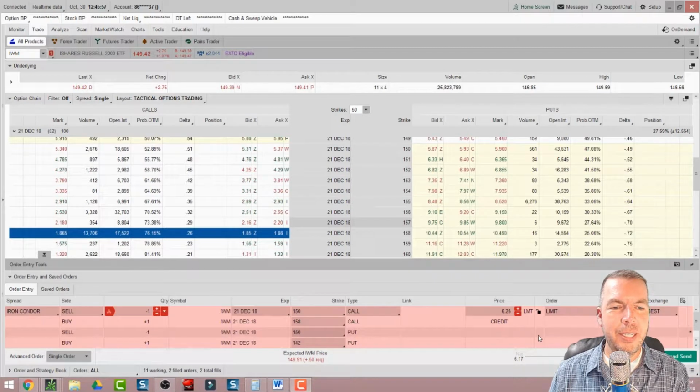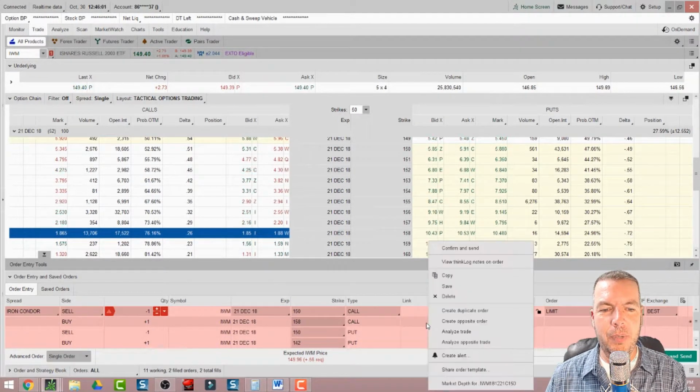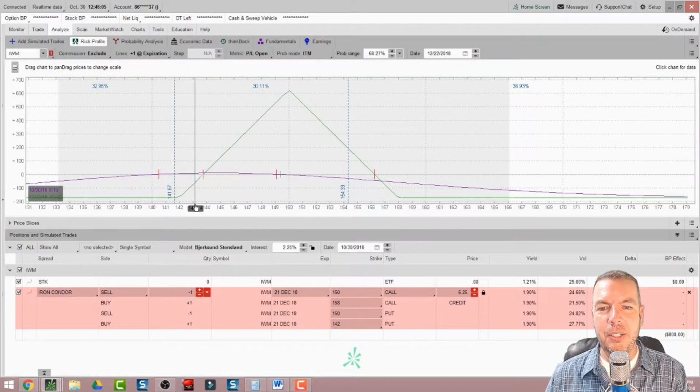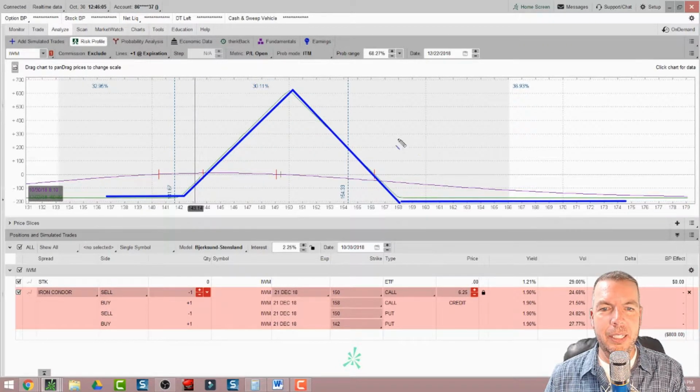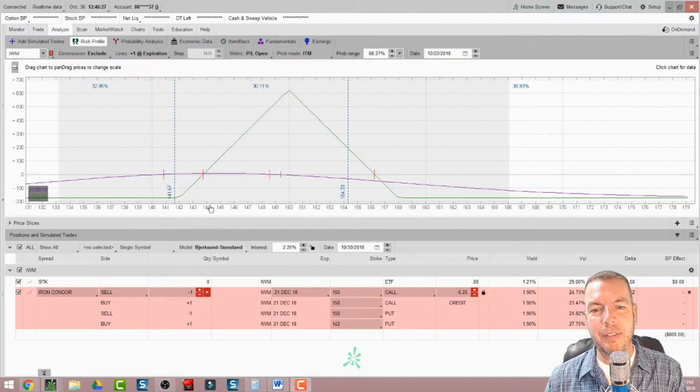So let's go ahead and take a look at this in the Analyze tab. What we need to do is just come over here and click Analyze, right click, Analyze Trade. And here's our iron condor shape. We have the iron condor, and you can see that we're selling that 150 strike, and then we have $8 wide on each side. Now our maximum risk is going to be that $8 wide, but we did take in a $6.25 credit.